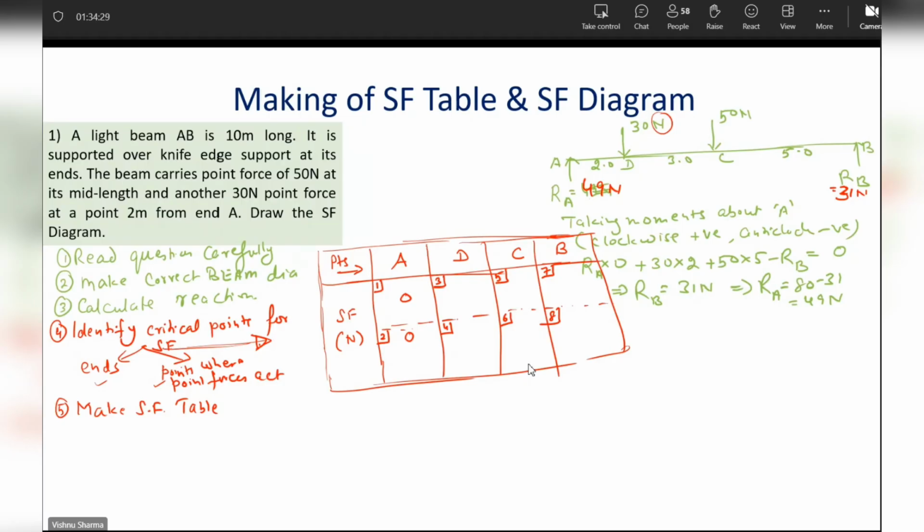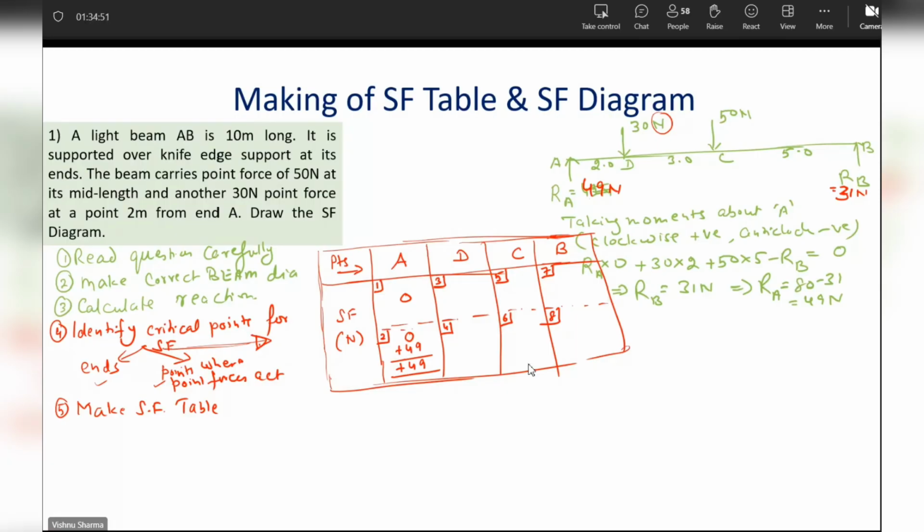Now just go to the right of A. What additionally comes up now? One additional force of plus 49 comes, making the shearing force plus 49. Yes or no? Yes. That means the shearing force has actually changed from 0 to plus 49 at A. That is what this table means.